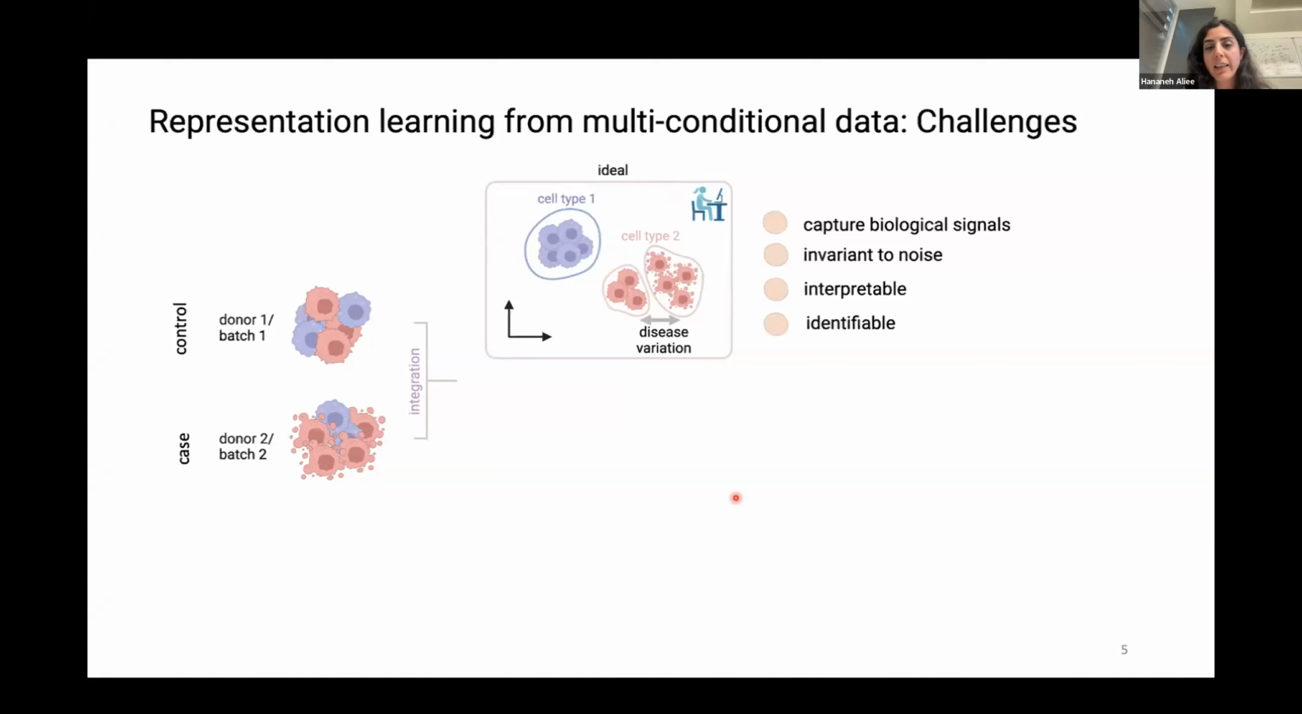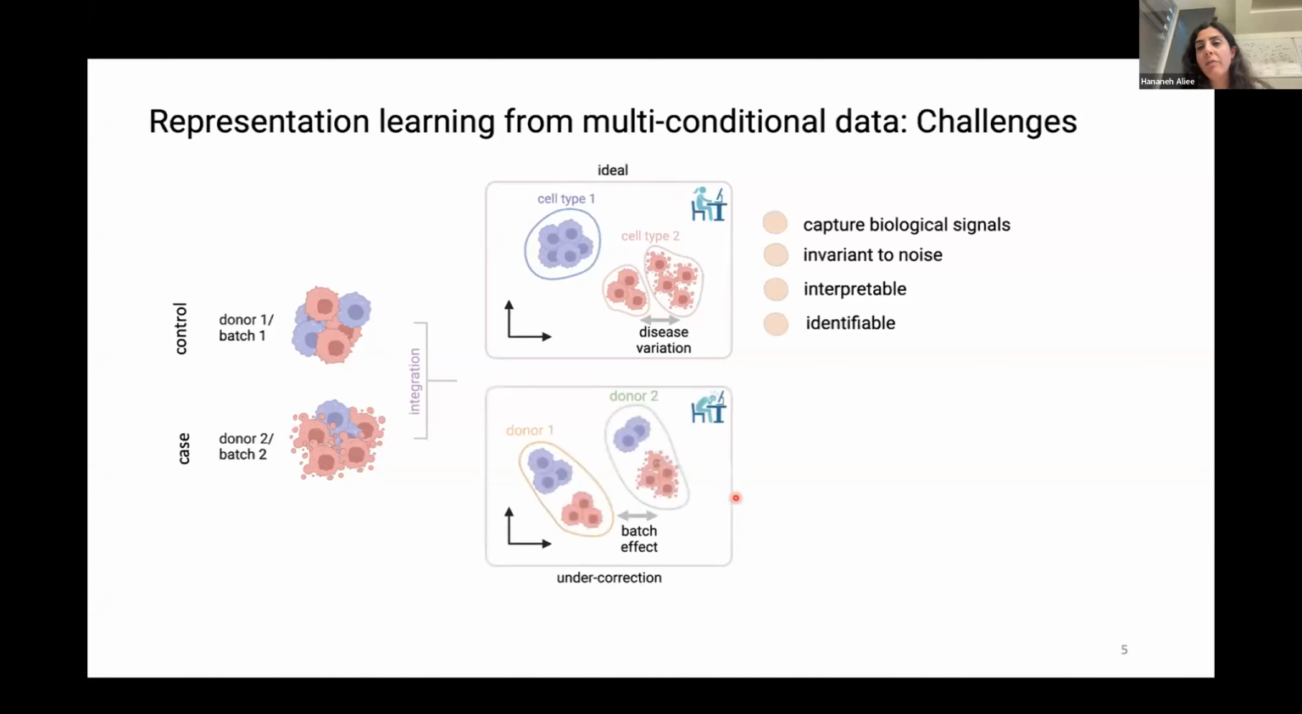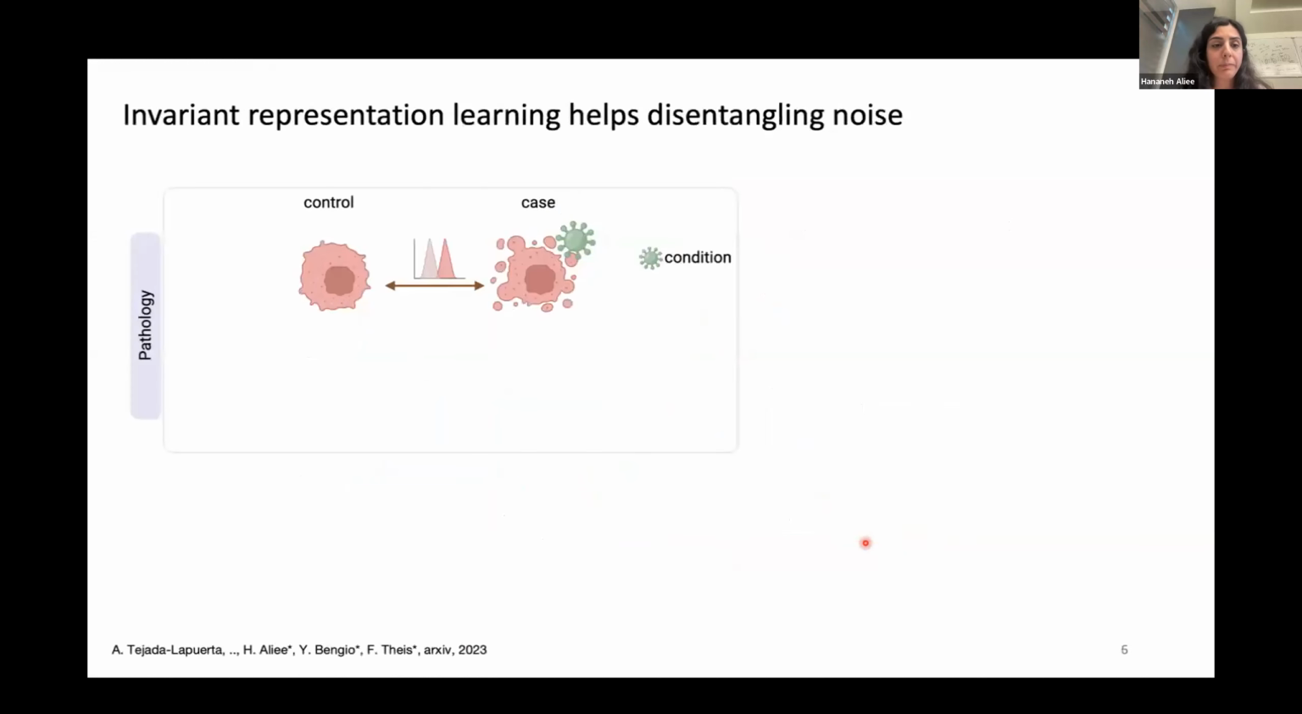But in real situations, we often see two other problematic scenarios. In one case, the integration methods can capture the variations across donors, but they fail to actually learn the invariant representations, which we call undercorrection. Another scenario that's also very common is that the methods can capture the main differences between the cell types, but they can mask the heterogeneity across cell states, for example, in case of a disease. And this is overcorrection.